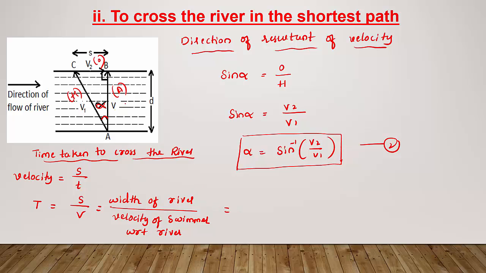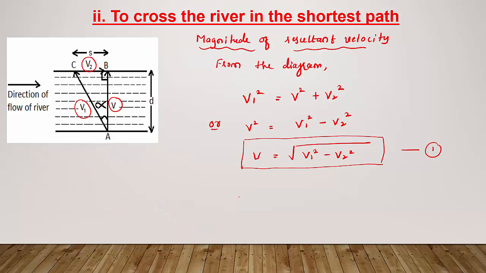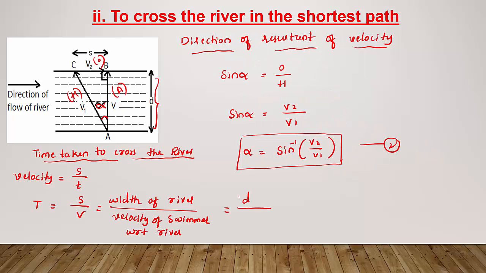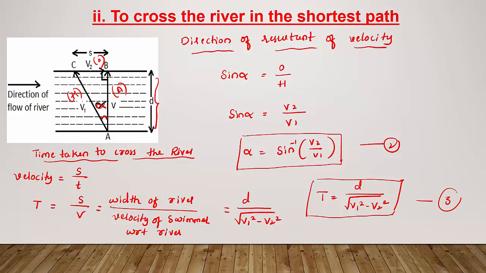Substitute the value. Width of the river is denoted by d. Observe here, d is width of the river. D divided by velocity of swimmer with respect to river. We just found the equation, that is v equal to square root of v1 square minus v2 square. Substitute here, square root of v1 square minus v2 square. So t equal to d divided by square root of v1 square minus v2 square. So this gives time taken by the swimmer to cross the river. Let us take it as equation 3. Is it clear? Equation 3 gives time taken to cross the river.